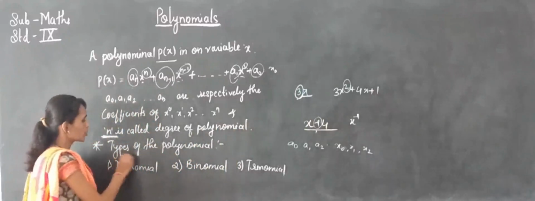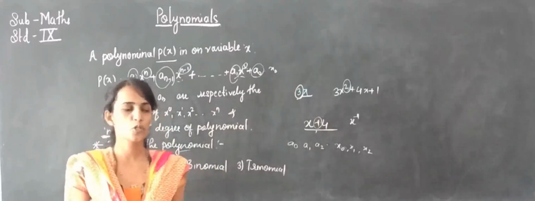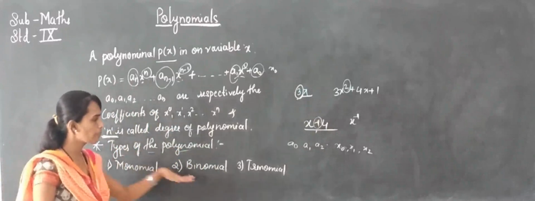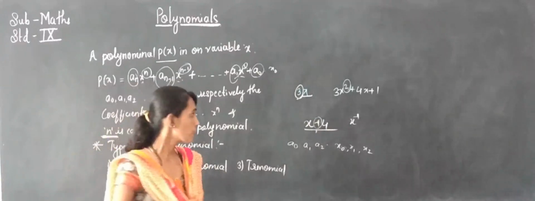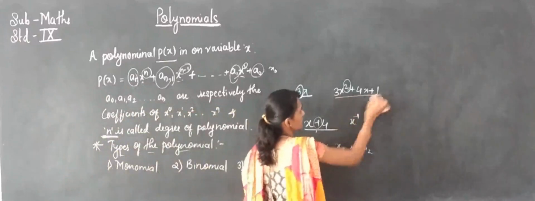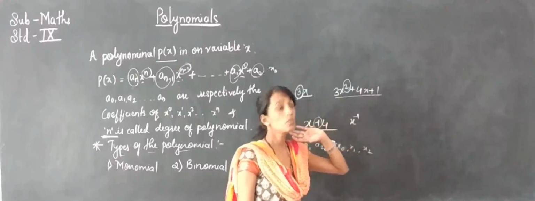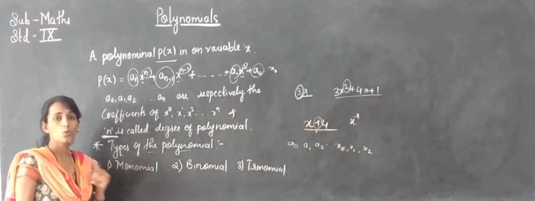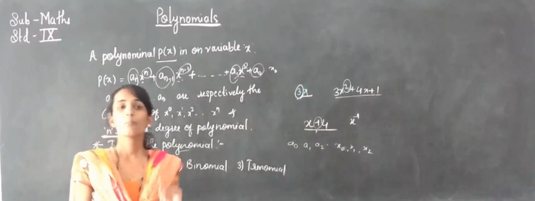Then the types of polynomials will also be considered. There are three types of polynomial. The zero polynomial also exists, but we will consider monomial, binomial and trinomial. What are these? Here is a polynomial; how many terms are there? 1, 2, 3 terms. The polynomial which has only one term is called a monomial.